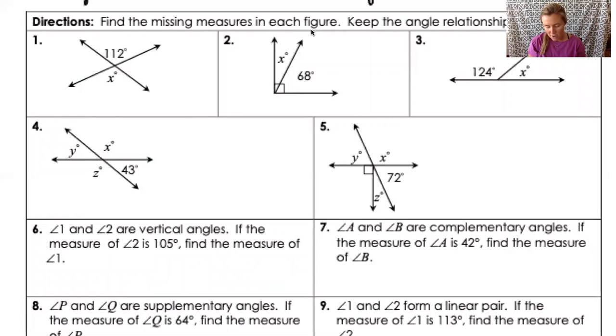So what I know right now is this 112 right here is directly across from the x, which means that x is automatically 112. How did I know that? Because they're vertical. So this 112 is the answer, and so is vertical. So for each of these, you need to tell me the vocabulary word that helped you understand what the answer was, and then tell me the actual answer, okay?